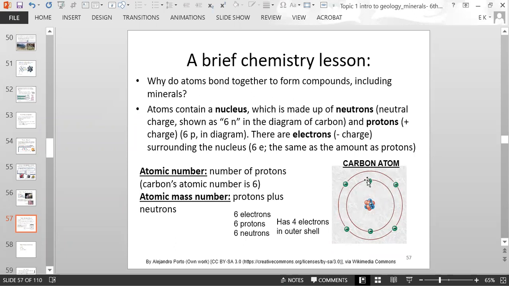Now take note that the carbon atom has an inside circle and then an outside circle, and we call those shells. So the outer shell of the carbon atom has 4 electrons. Keep that in mind.